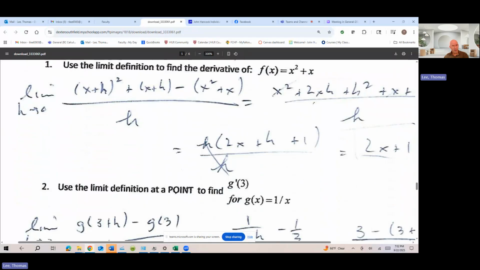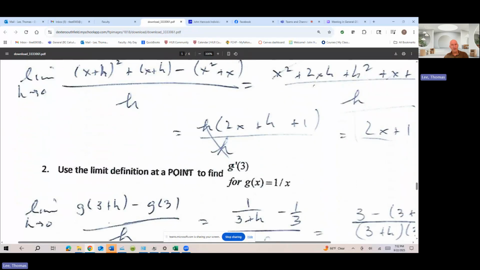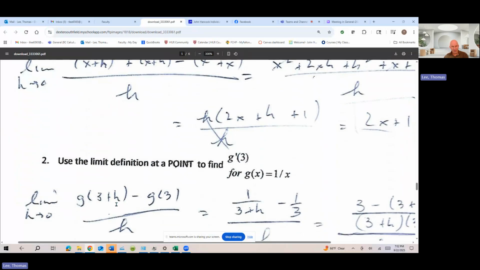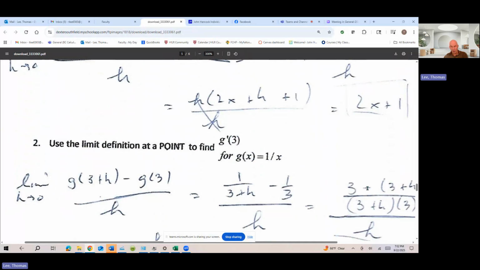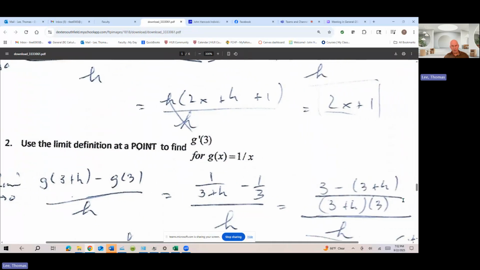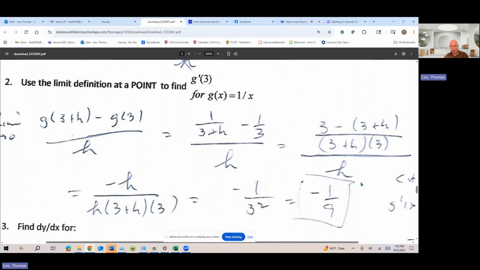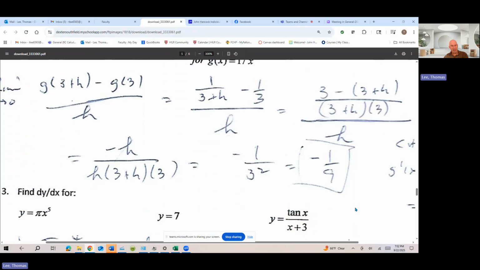But woe to the person who doesn't do the limit definition if I ask for it. You're getting no credit. Now, here's one where they're saying find g prime of 3. So instead of g of x plus h minus g of x, I do g of 3 plus h minus g of 3 divided by h as h goes to 0. Now you're going to go through some algebra, and here's where you'll probably get screwed up. I found a common denominator here, but this divided by this divided by this equals -h, 3 minus h, over 3 plus h times 3 times h. The h's cancel, and you get -1/9.